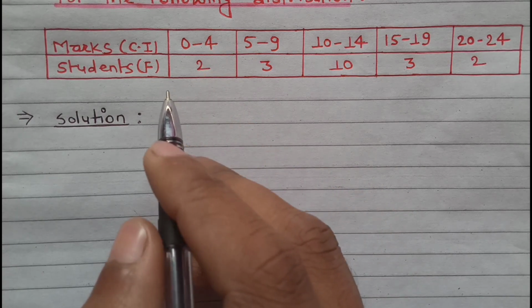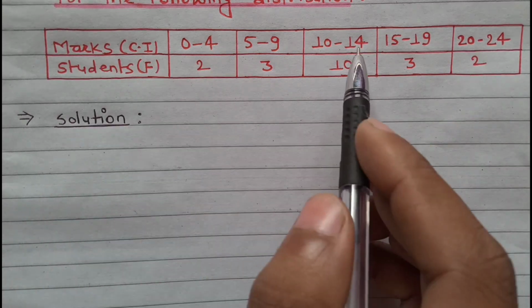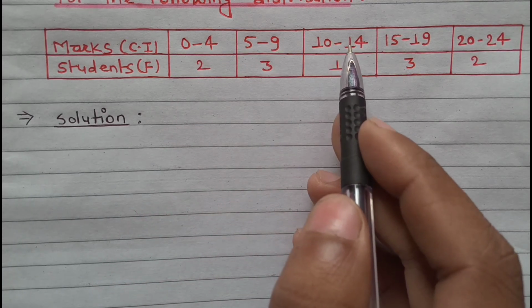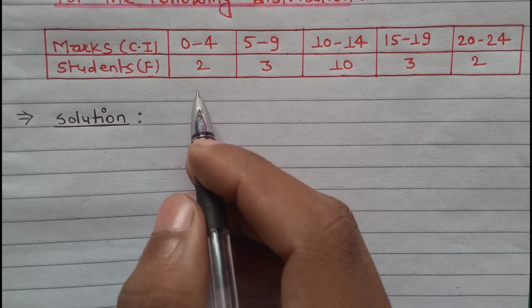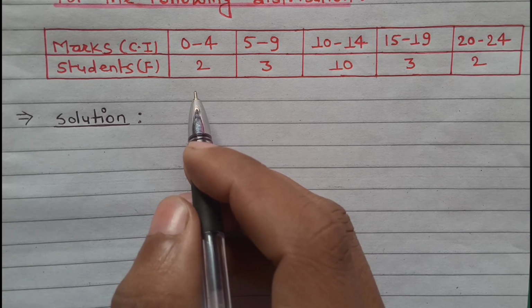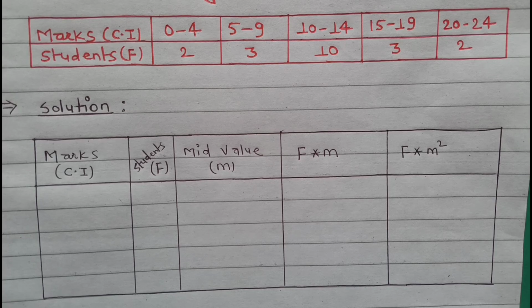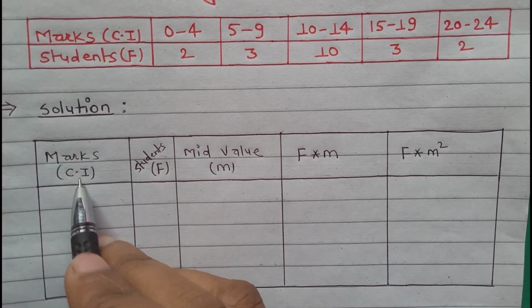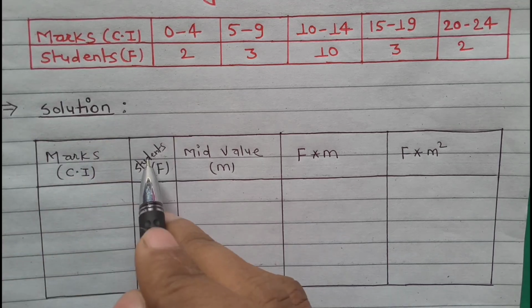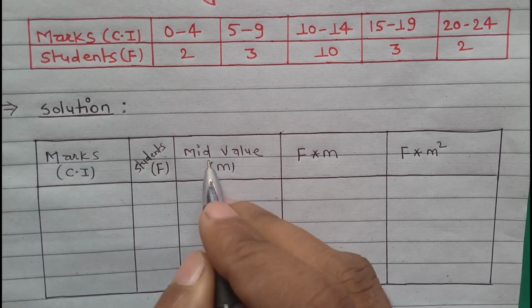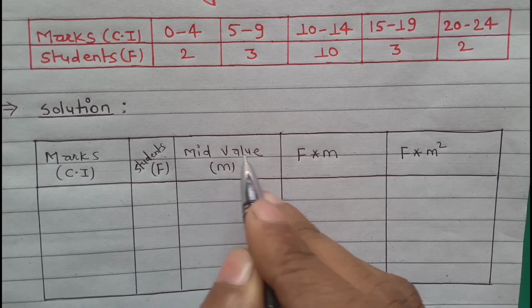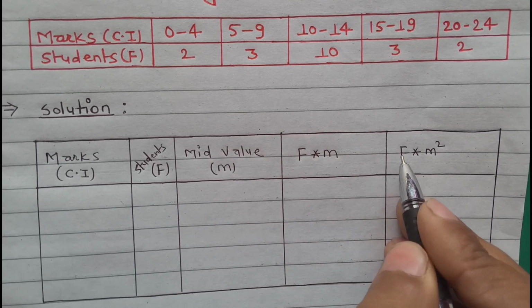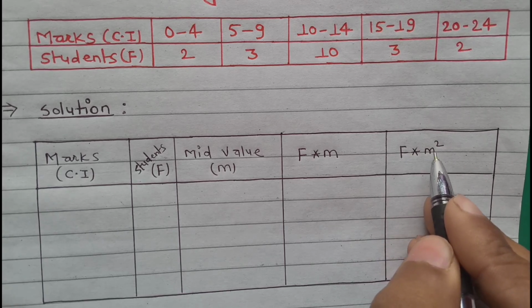Just remember. So first of all, whether the data is like that or like 0 to 4, 4 to 8, 8 to 12, we have to make a table. Let's make a table like this. We have to write marks here. Then students F. Then we have to write the mid value all the time. Then F into M, F multiply M. Then F multiply M square.